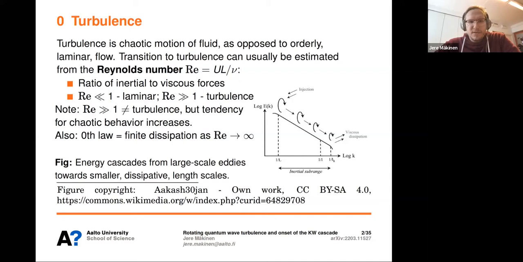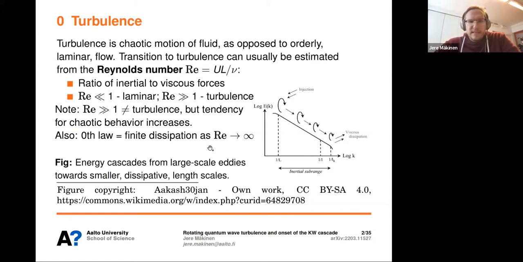Note this is not always true though. There are some cases, for instance in pipe flow, where in the large Reynolds number limit you still may have a laminar flow, but the tendency for chaotic behavior increases. So even for a very small perturbation, your flow would go immediately turbulent in that case.